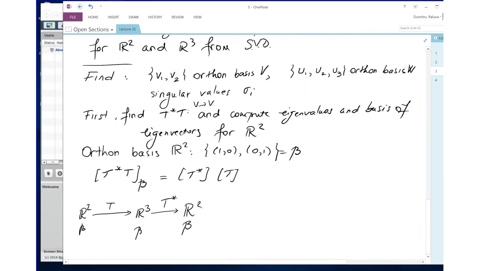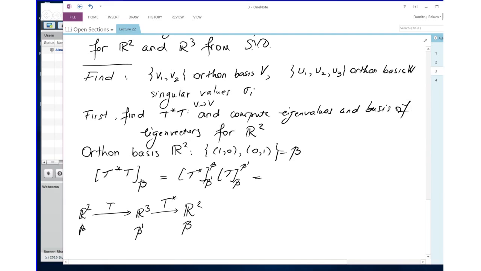to R2. There is another orthonormal basis for R3, which is E1, E2, E3, right? Let's call it beta prime. And T star will have a matrix from beta prime to beta, and T will have a matrix from beta to beta prime, because that's how it goes, right? From R2 to R3 and from R3 to R2.